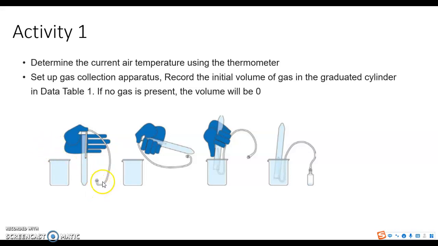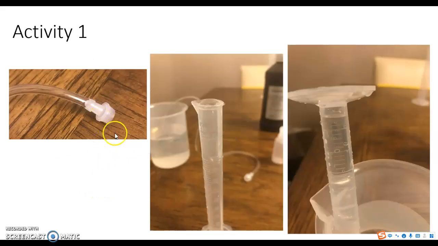It doesn't show clearly here, but just let you know that you need to connect the tubing to the stopper first. It's hard to insert the tubing all the way to here. Maybe you are very strong, you can do that, but I can't. It's okay. As long as it is tight enough, it will work.